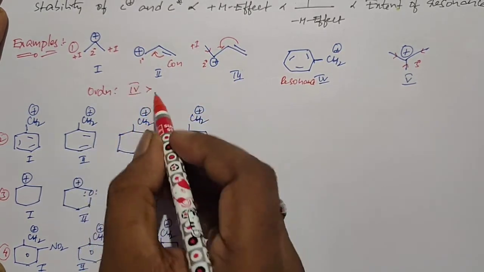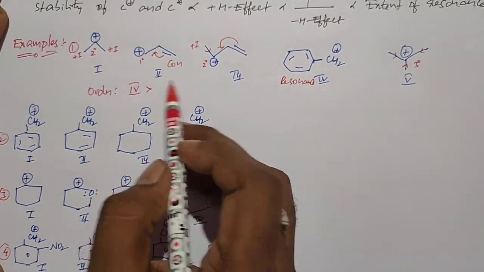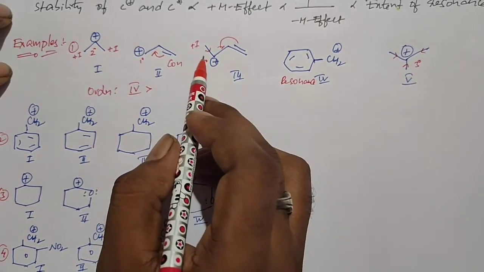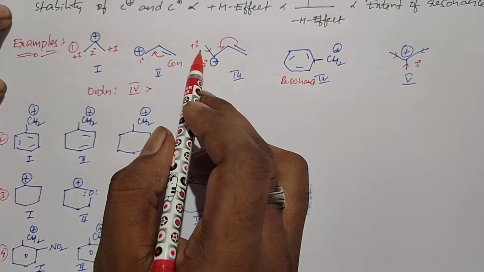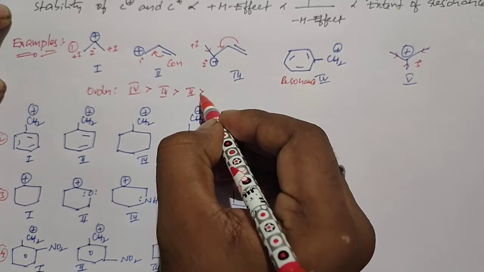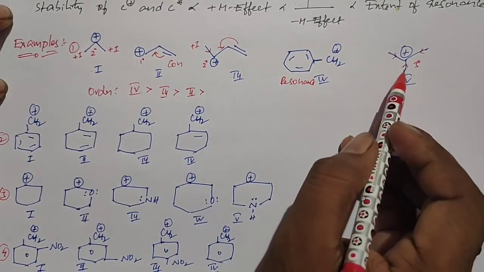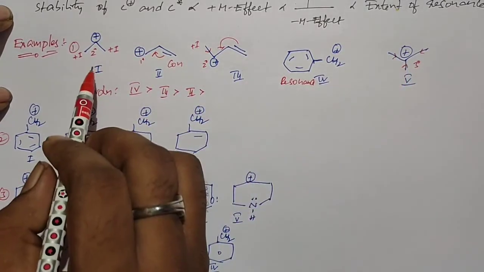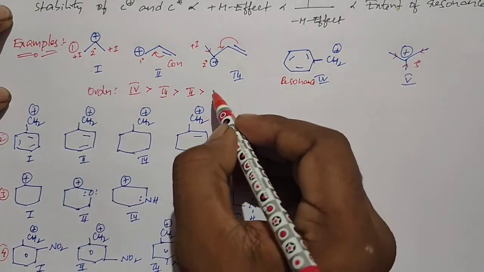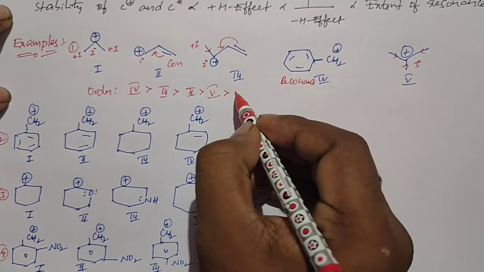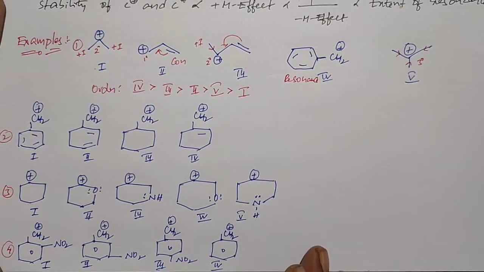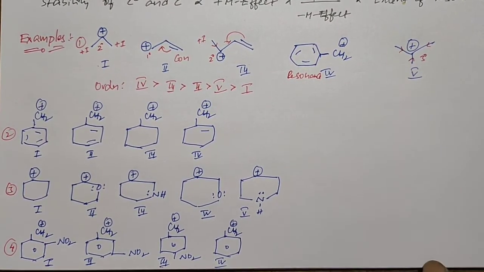After the fourth one, in the second structure and third structure we have conjugation, but in the third structure we have conjugation and a plus I group is there. Plus I group can increase the stability of carbocation. So the next position is the third structure, after the second one. Then when you compare the first and fifth structure, the fifth one is a tertiary carbocation and the first one is a secondary carbocation. Tertiary carbocation is more stable than secondary carbocation. So the next position is fifth, and the first structure is last. So this is the order of stability of the given compounds.